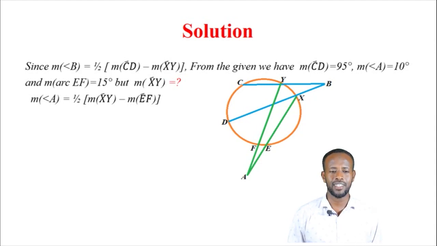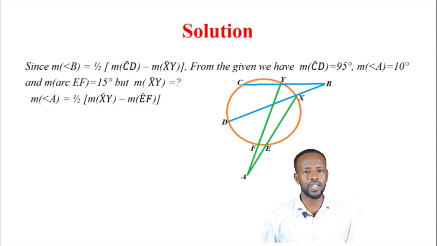Isn't it clear? Because angle A, EF is the smaller arc, XY is the larger arc. This angle formed outside the circle is obtained by the formula we have written in this place, 1/2 times measure of arc XY minus measure of arc EF.